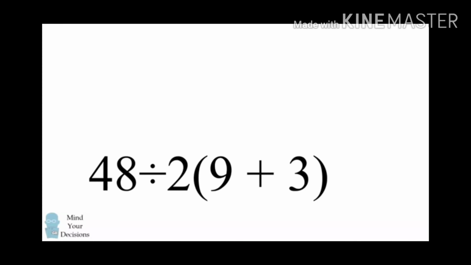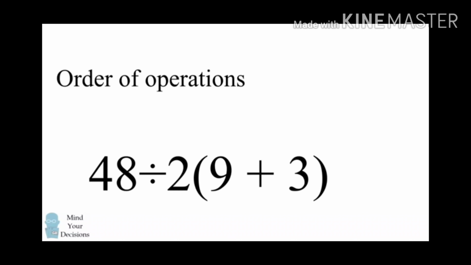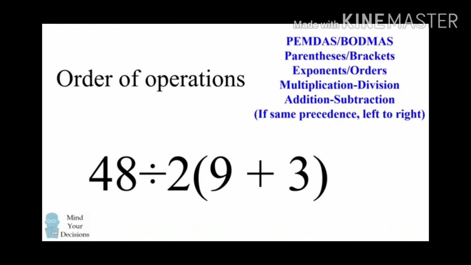We can solve for the correct answer using the order of operations. These are commonly remembered as PEMDAS or BODMAS, and these are a precedence of how we evaluate operations. This will be parentheses/brackets, exponents/orders, multiplication/division, and addition/subtraction. Furthermore, if you have operations of the same precedence, you should evaluate them from left to right.